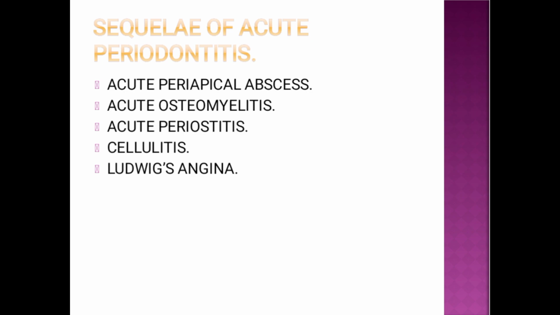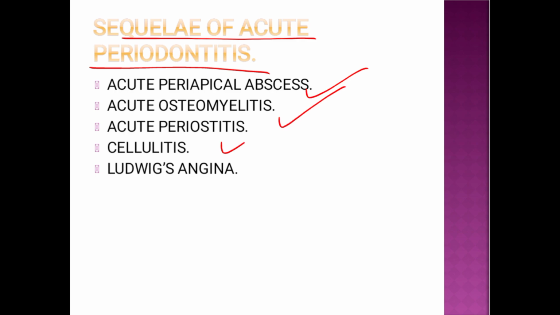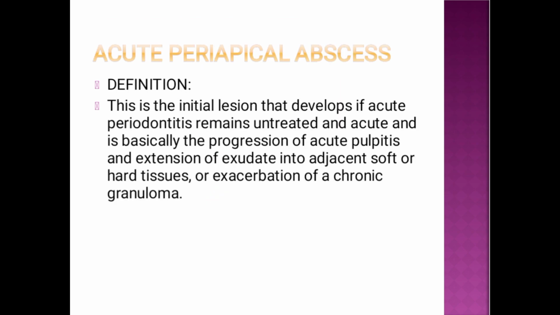Now, the sequelae of acute periodontitis are acute periapical abscess, acute osteomyelitis, cellulitis, and Ludwig's angina.